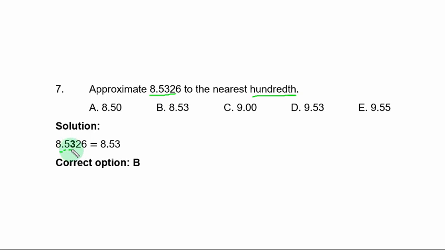So 3 is in the position of hundredth. If you look at the next number, 2, you round it down to 0. If you add it to 3, you also have 3. So to the nearest hundredth, you have 8.53. The correct option is B.